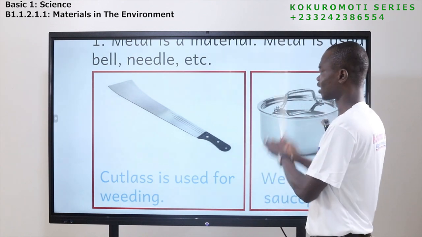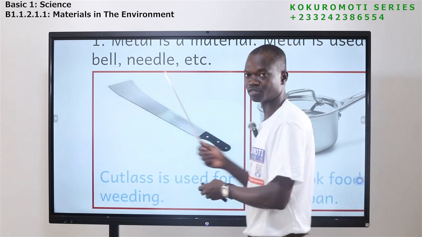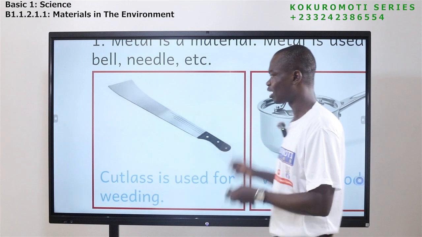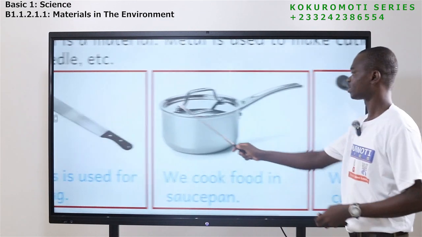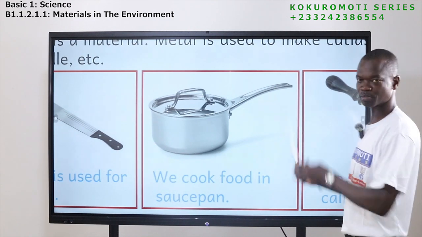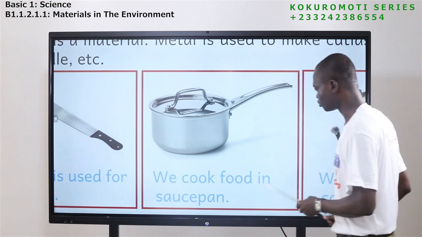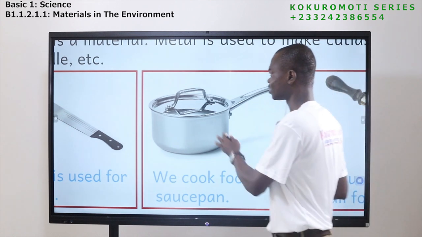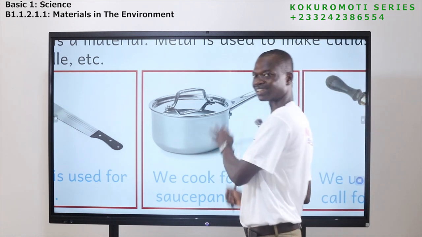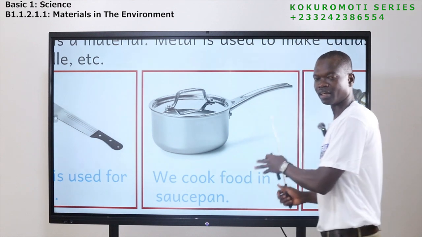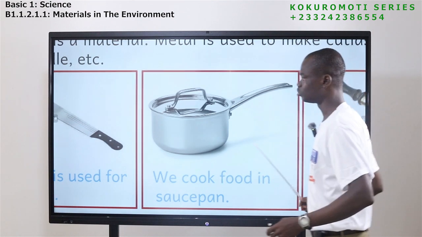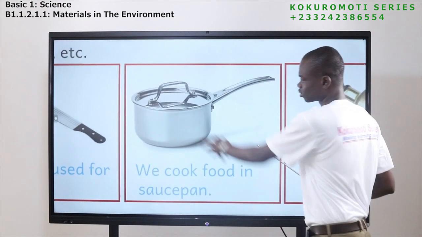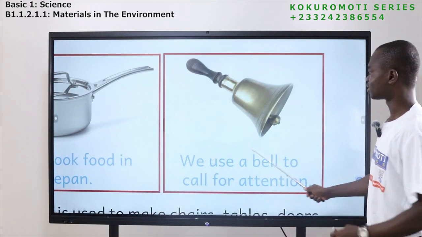We are able to make cutlass because of some materials, and we are saying that metal is one of them. The next one is saucepan. With this one, we prepare food in it. We cook food in a saucepan, and it is made of what? Metal. It's an object, but it's metal that was used to make it.